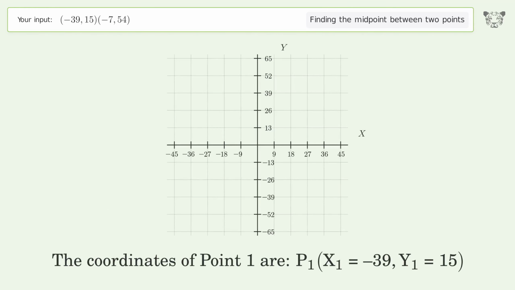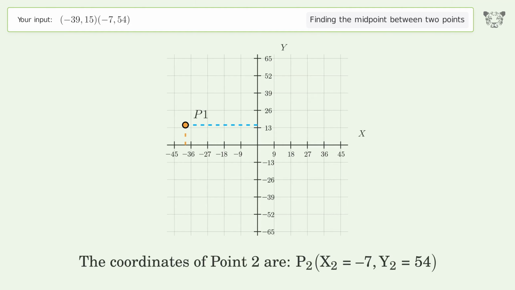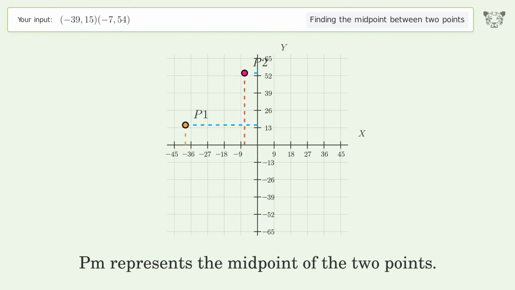The coordinates of point 1 are x1 equals negative 39, y1 equals 15. The coordinates of point 2 are x2 equals negative 7, y2 equals 54. PM represents the midpoint of the 2 points.